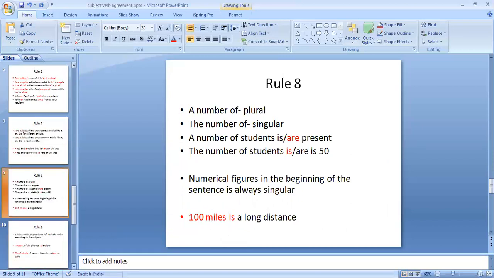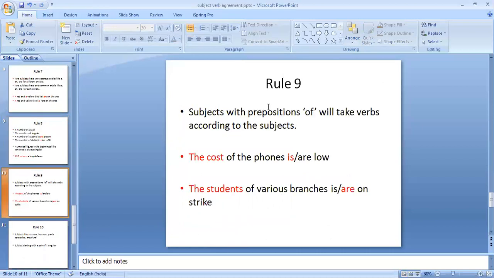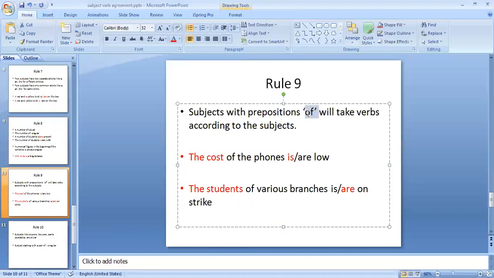Then rule number 9. Subjects with the preposition of will take verbs according to the subject. Now look at this sentence: the cost of the phones. Here the of is here. Now you have a question: which is the subject here? The cost or the phones?